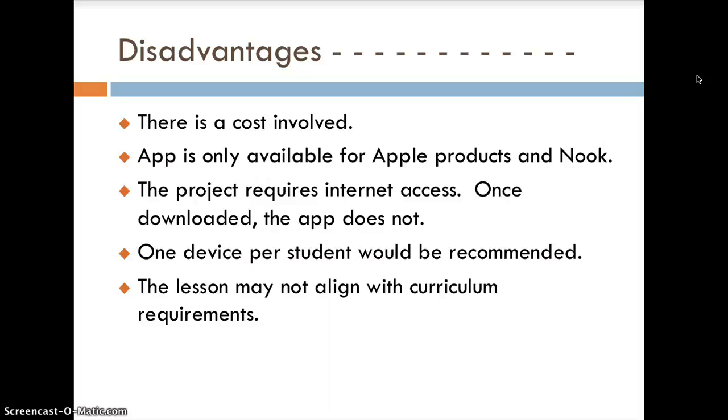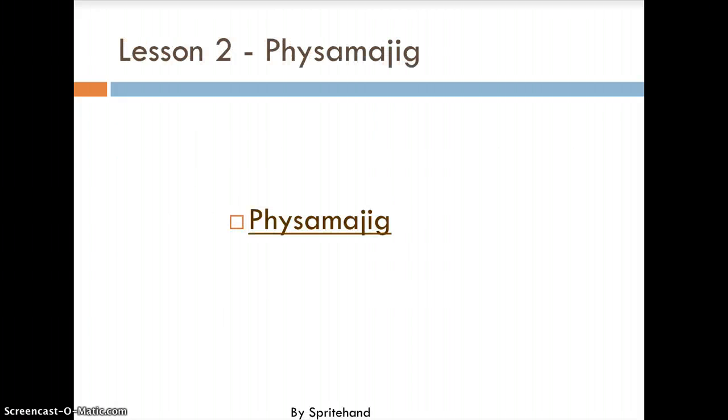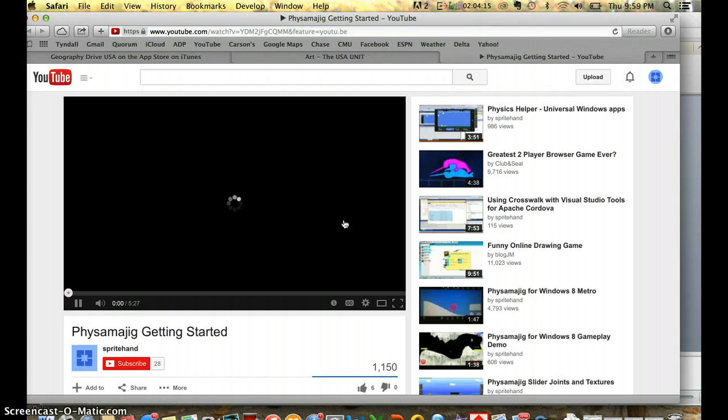The other disadvantage here may be that the lesson may not align with curriculum requirements. So some of the things may not be something that was required at that age and time and grade and class for them to learn, but it could be tailored to make it fit. So some possibilities there. Lesson number 2 was another app used to create a lesson, kind of centered around an app. This one's called Physmajig, and I'll just play a little bit of that one so you can get an idea of what that is.